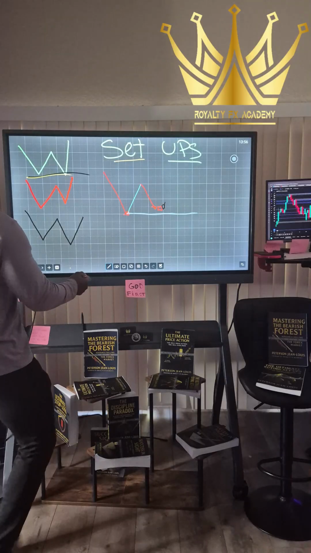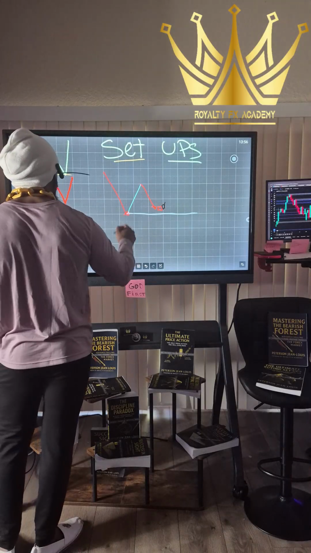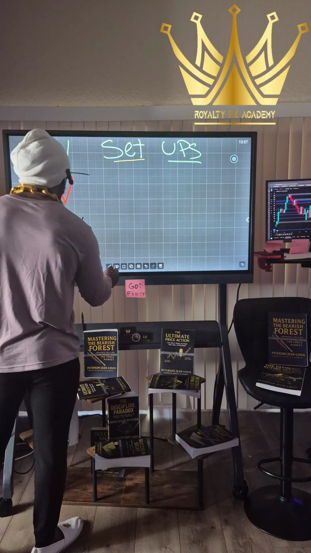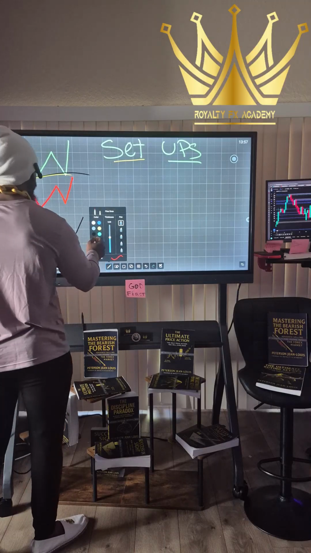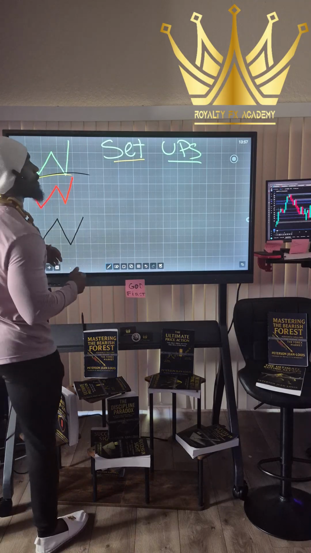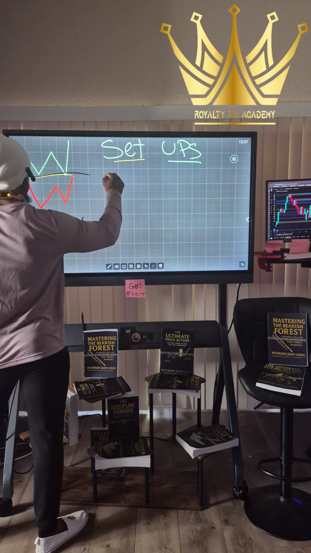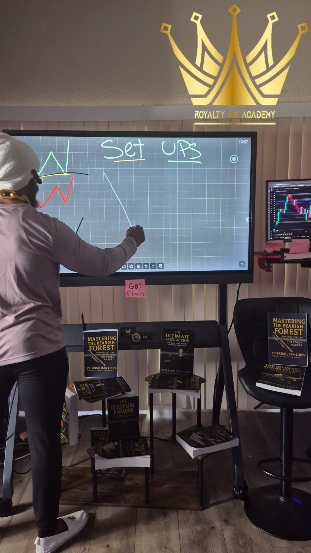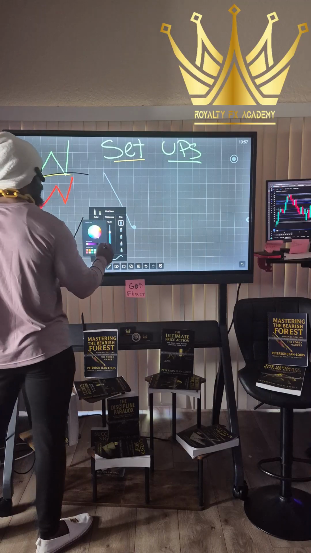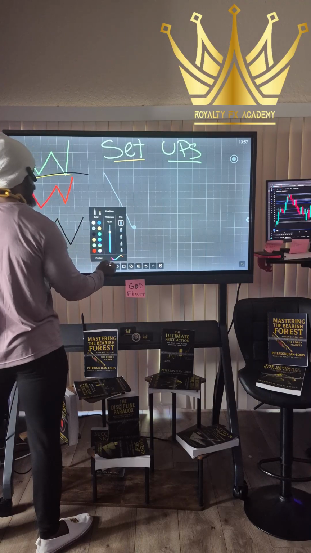Now, the next setup we're going to cover is going to be the last one out of the three. And that is a double bottom where the second leg is lower than the previous one. So we have market selling. Boom. It stops here just like before. It stops there, and then it went up.